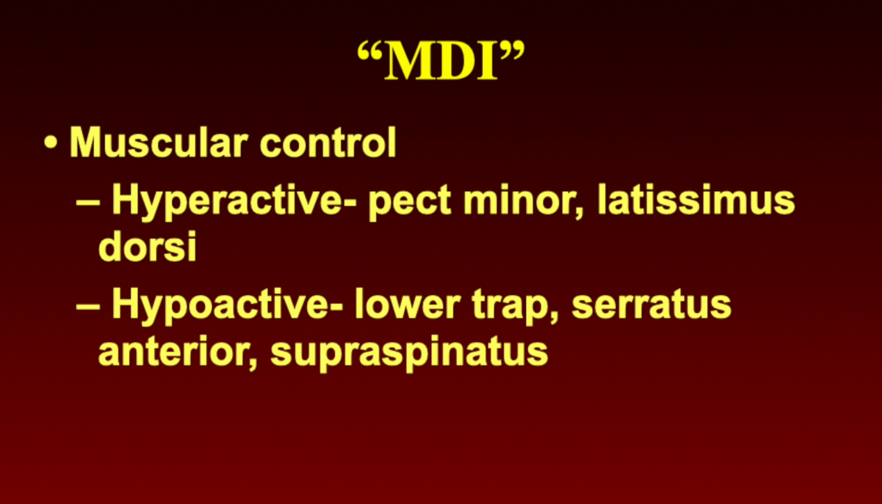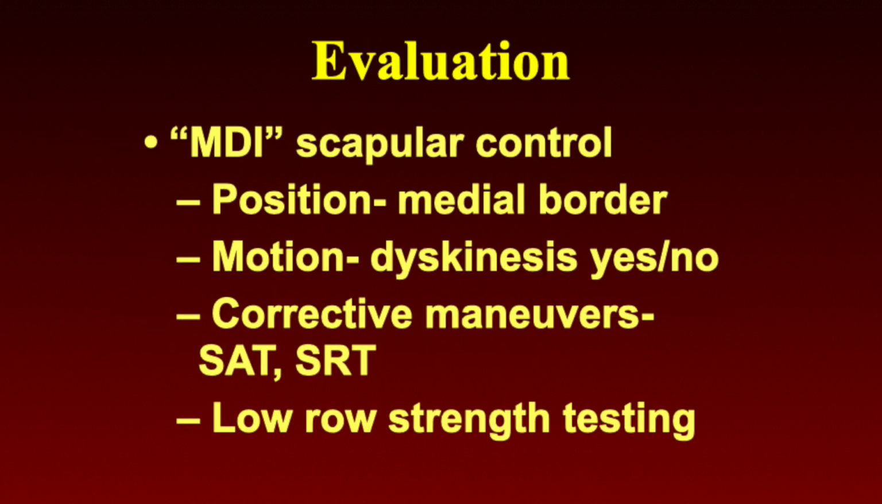Hyperactive pectoralis minor, latissimus dorsi, hypoactive lower trap, serratus and supraspinatus, giving that lateral tilt and then pulling out of place. So you need to evaluate the MDIs for scapular control, look at the medial border, look at the motion, look at dyskinesis, yes and no, do your corrective maneuvers, and check your low row strength.